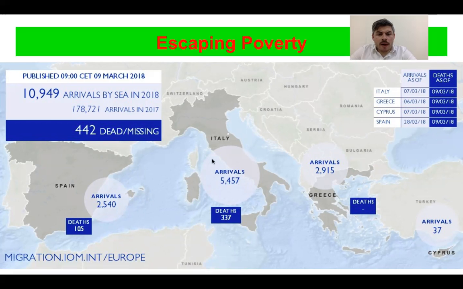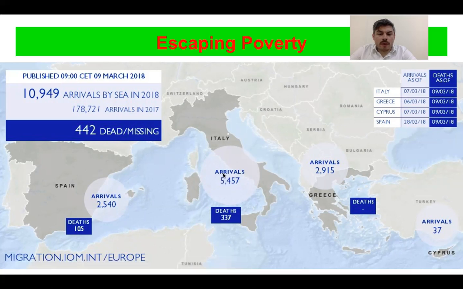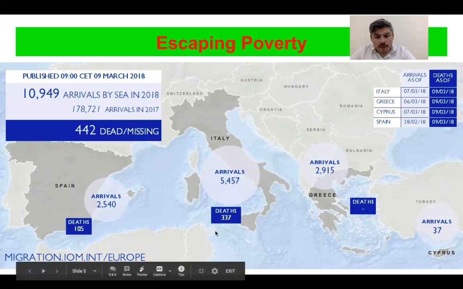And in this case, I've got the figures here from a couple of years ago, 2017. And what we're seeing are the numbers of people dying. So if we take a look at this example, the migrants going to Italy, we see 5,457 made it to Italy, but 337 died on the way there. And for Spain, 105 died. And these are just the ones we know about.